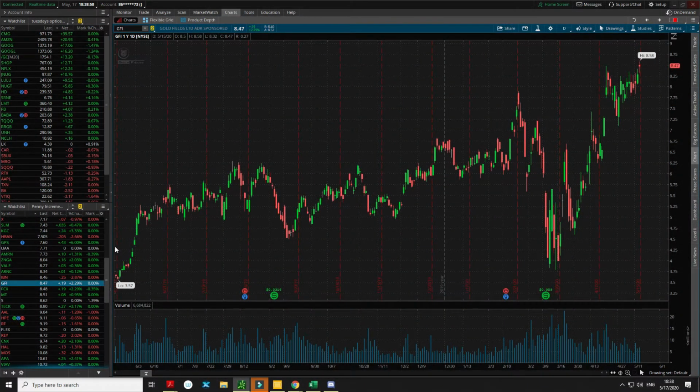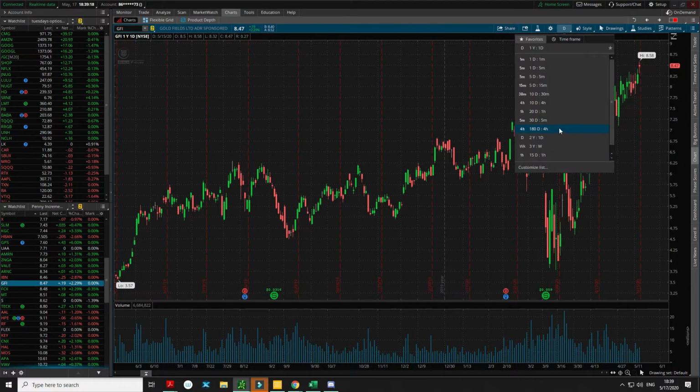So what we're looking at here is a chart of Goldfield, and we're going to do a little bit of support and resistance levels, and we're going to cover a few different stocks. So let's get to it. We're going to start with this one right here, GFI. Let's find a couple of support and resistance levels. We're looking at the 1 year, 1 delta time frame.